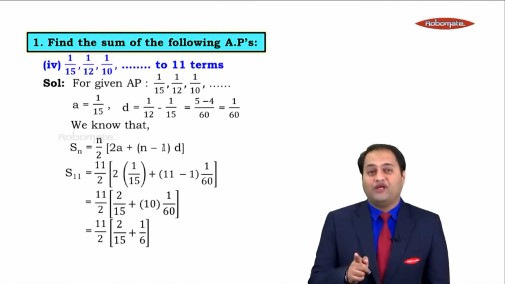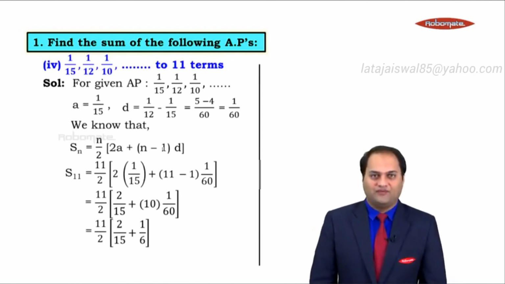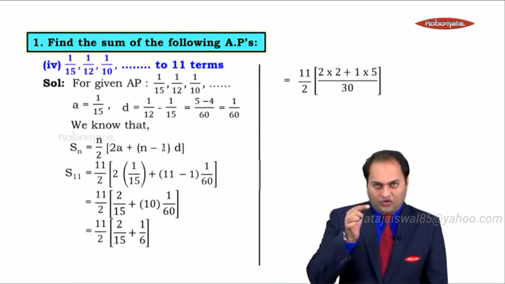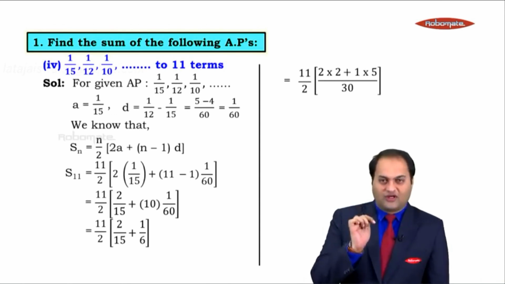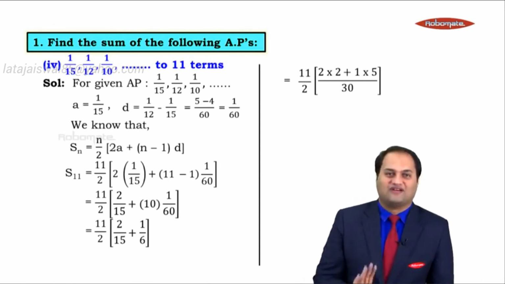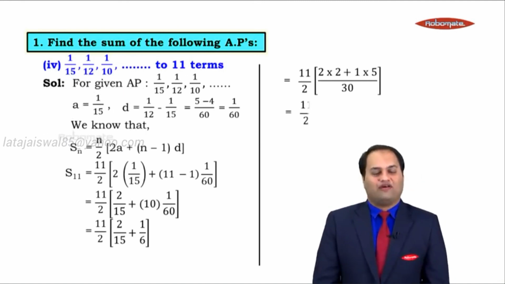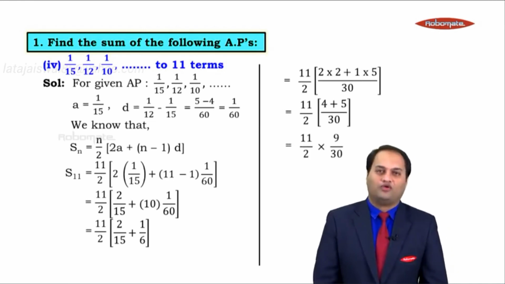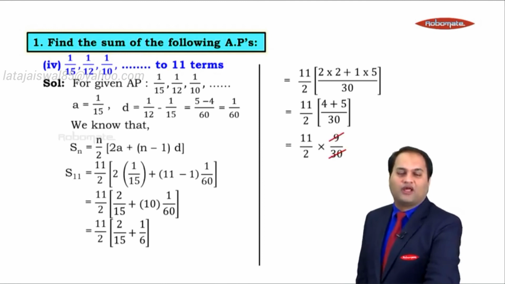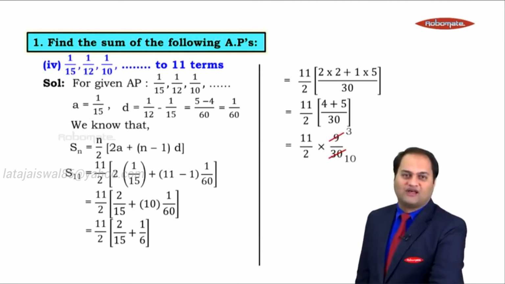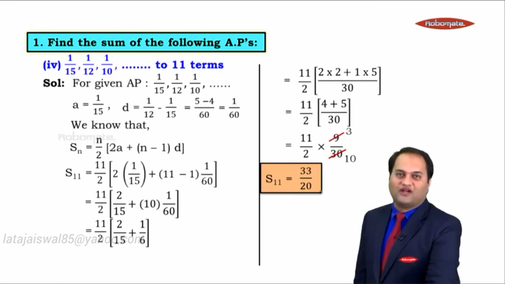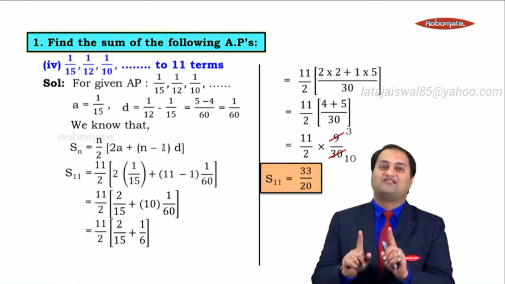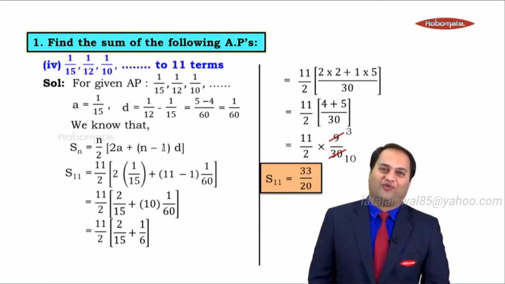Now LCM of 15 and 6 is 30, right? So what you get is 11 upon 2, 2 into 2 because 15 2s are 30 plus 1 into 5 because 6 5s are 30, right? Which is equal to 11 upon 2 into 4 plus 5 upon 30, 11 upon 2 into 9 upon 30. 9 upon 30 can be simplified as 3 3s are 9, 3 10s are 30. 11 3s are 33, 2 10s are 20. The answer is 33 upon 20. Simple sum, just that those two steps where the LCM concept is applied are very, very important, right?